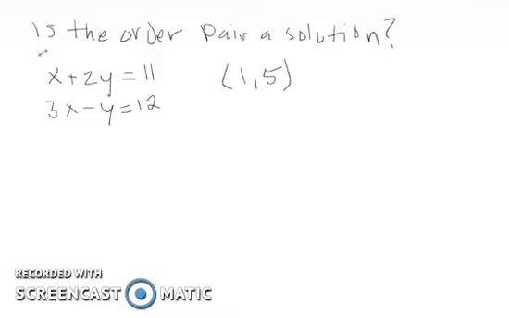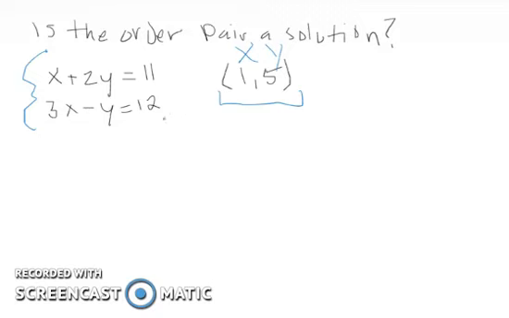Here's our solution right here, and our system, sorry. x plus 2y equals 11 and 3x minus y equals 12. And I'm asking, is this right here the solution to this system? Basically, if I were to graph this, is this where these two would meet? Remember, it's always the x first, then the y.